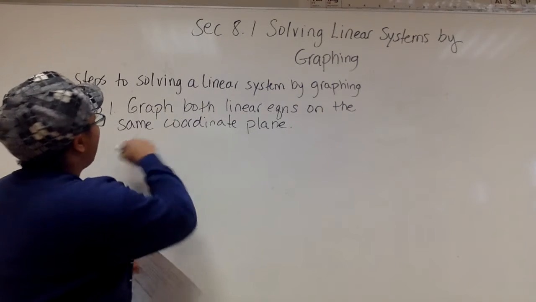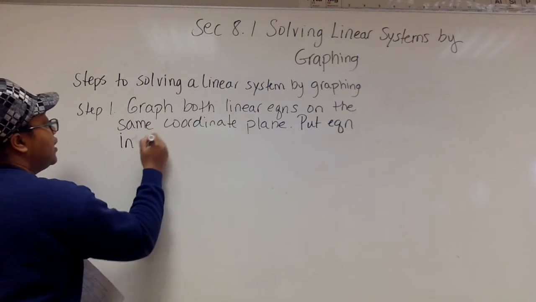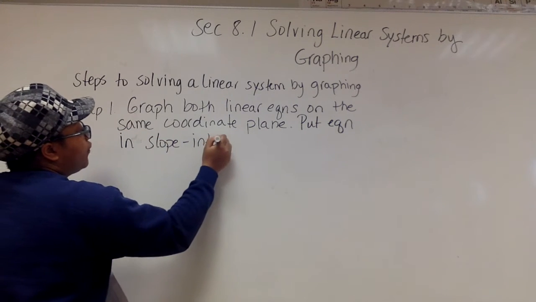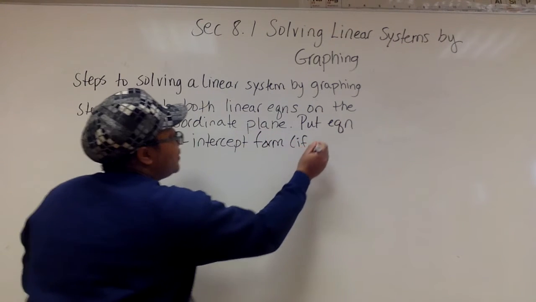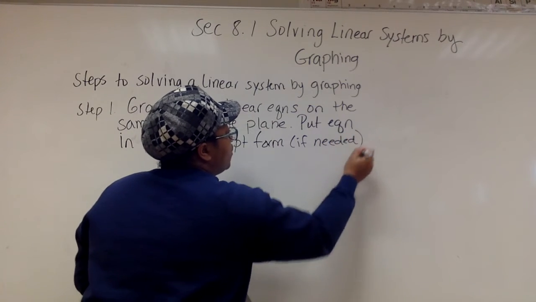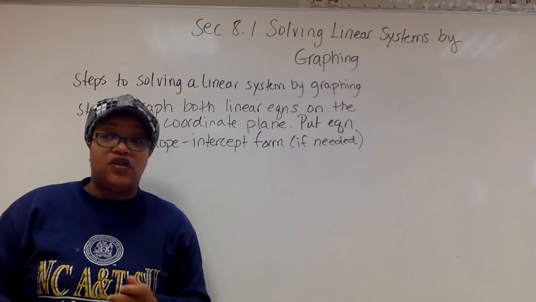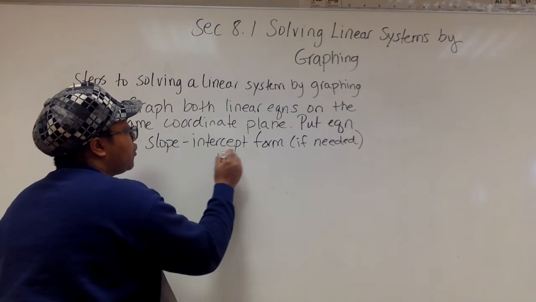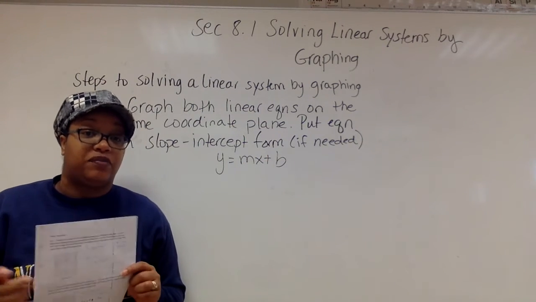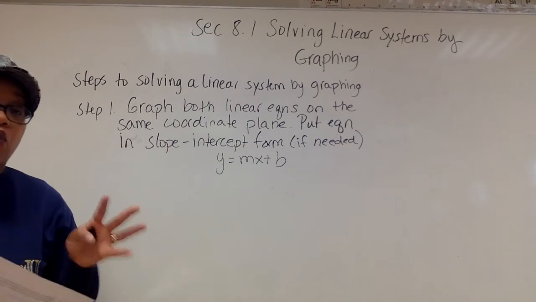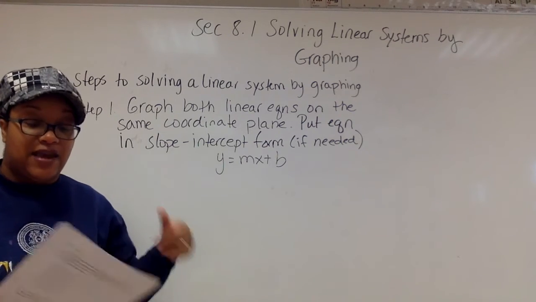If they're not, let's add to step one: put equation in slope-intercept form if needed. Now, the ones I'm going to give you, for the most part, are all going to be in slope-intercept form. But if not, we've been doing this since Unit 3. You've got to pretty much take your equation and solve for y. And then everything on the right side should be your mx plus b, your slope and your y-intercept. So that's step one. And I'll show you so you'll remember how to do that. We'll go through that step in an example in a minute.